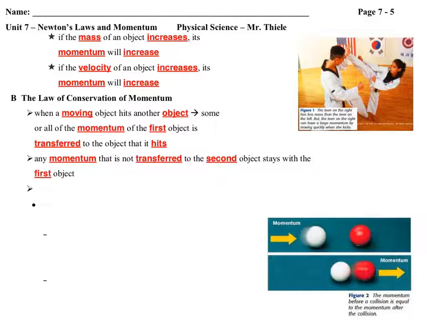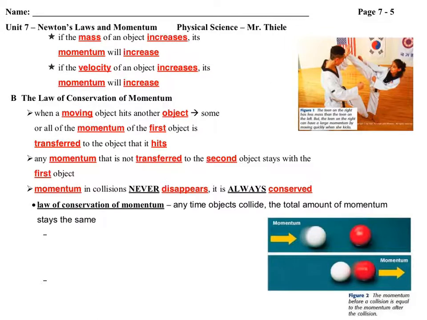Can momentum ever disappear? The answer is no. Momentum in collisions can never disappear. Momentum is always conserved. And so this leads to this statement. What states that any time objects collide, the total amount of momentum stays the same? Well, this is the law of conservation of momentum, which says that any time objects collide, the total amount of momentum will stay the same.